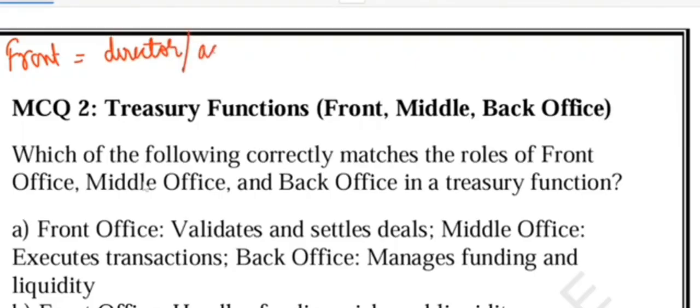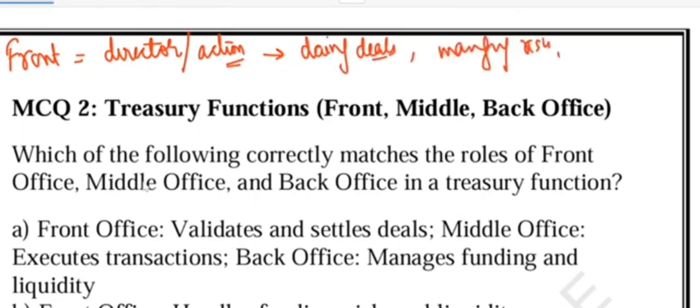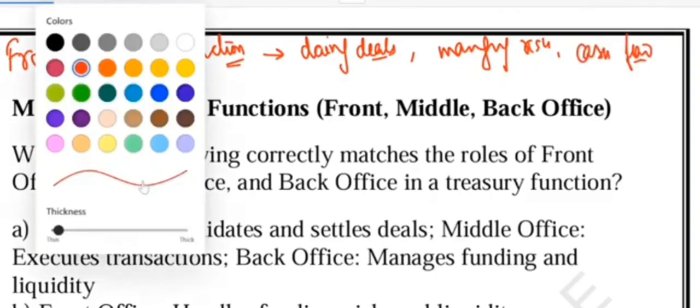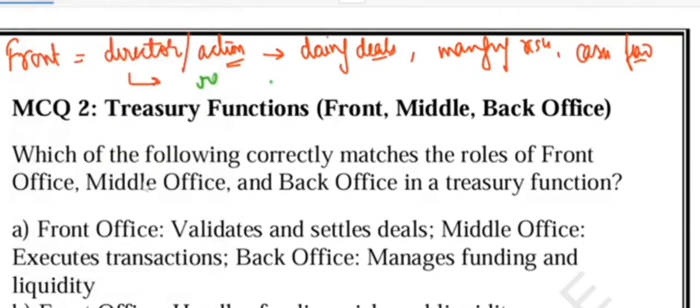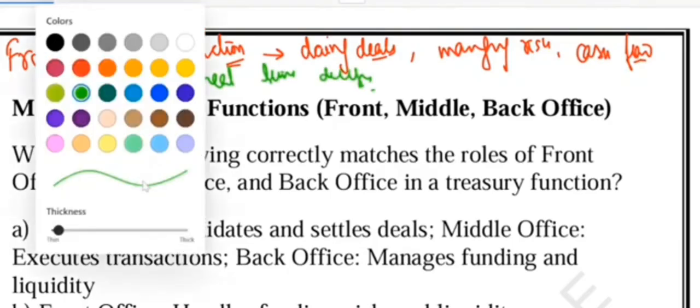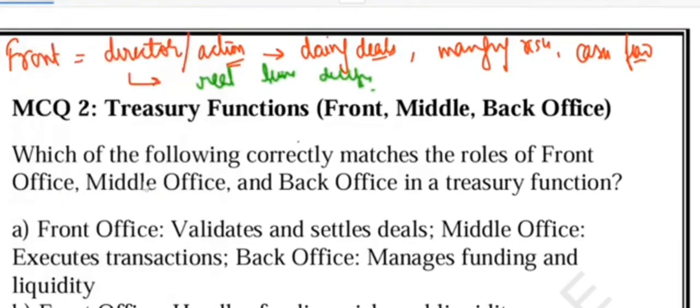So the director and the actor, they are the front office. They are the ones in the action. Basically, they are doing deals. They are managing the risk. They are handling the cash flow. So basically what they do, they make the real-time decision. Let me write it down. They make the real-time decision in the market. Who? Front office. So we are currently producing a movie. Just try to imitate it.